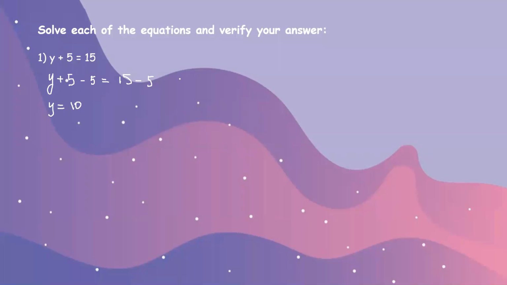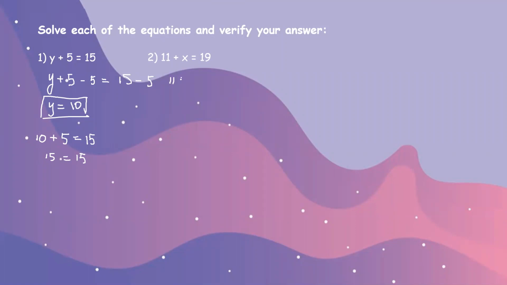Okay, now you have to verify your answer. How do you verify your answer? Let me show you. y plus 5 is equal to 15. So we learned that y is equal to 10, right? By this statement, we got to know that y is equal to 10. So now I'm going to replace y with 10 and write 10 plus 5 is equal to 15. Is it right or is it wrong? Of course, it is right. 10 plus 5 is equal to 15. Therefore, 15 is equal to 15. Therefore, it is verified.